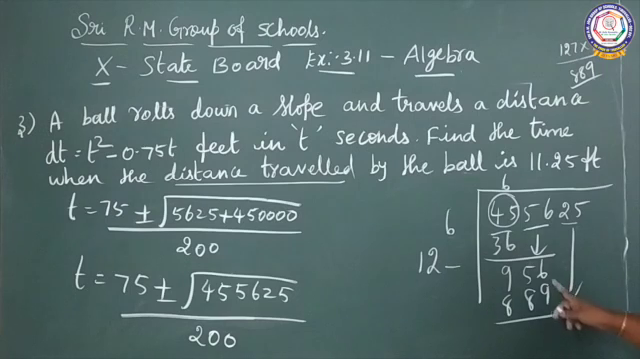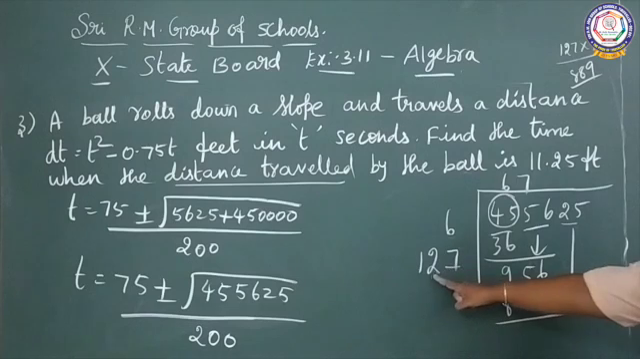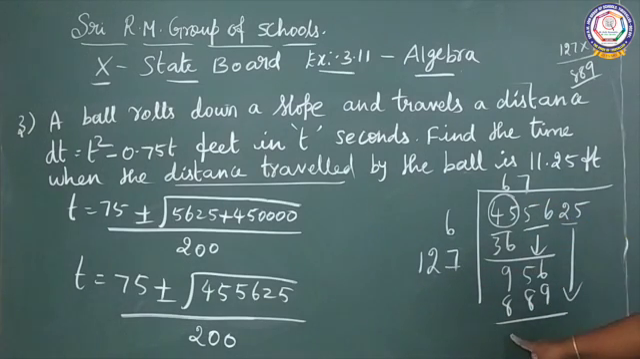956 minus 889 is 67. Bring down 25, so you get 6725.